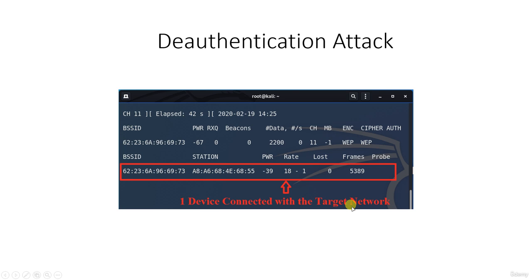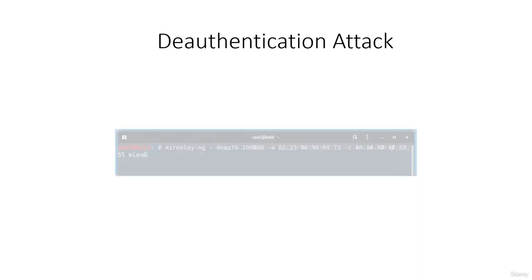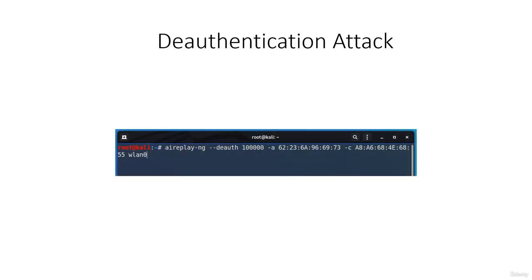So our goal is to disconnect this device from the network or the internet. The program will continue running, so don't stop the program until it completes. Also focus on the lost column, which is currently on 0, this one. Then what you need to do is put in this command. So aireplay-ng tool is used to launch the deauthentication attack, which will disconnect the device from the network or the internet. So let's talk about what this command is doing.